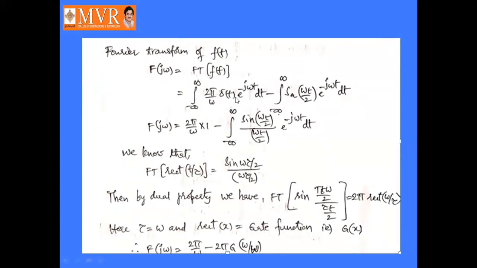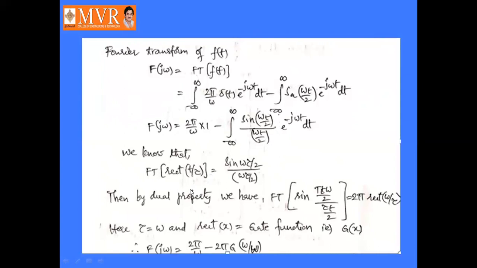Okay, delta of 0, that is 1, 2 pi by omega into 1 minus the integral from minus infinity to infinity of sin(omega t by 2) by (omega t by 2) into e power minus j omega t dt.